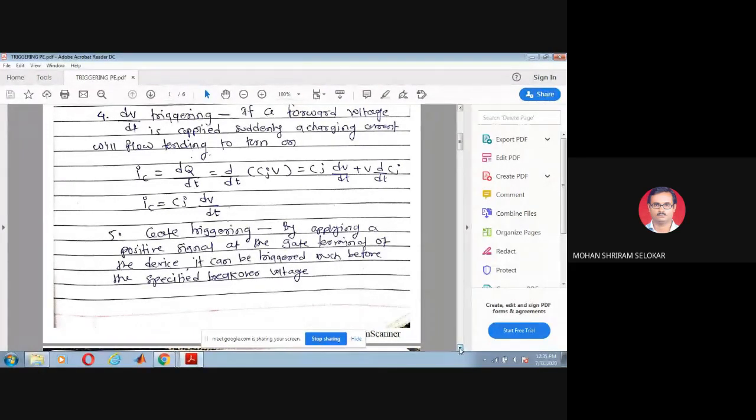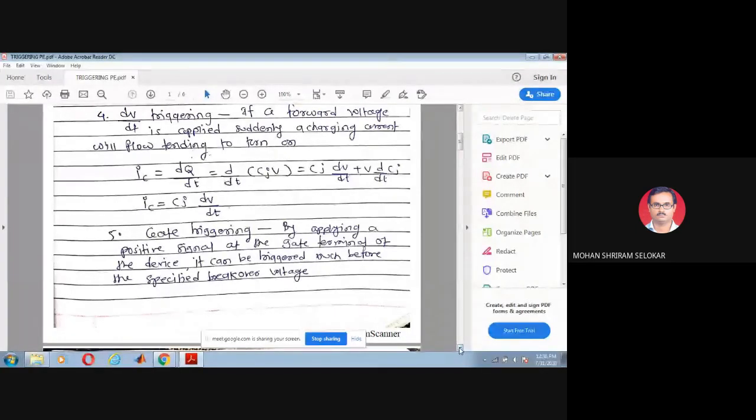There is a dI by dt triggering. But what is the disadvantage of dI by dt triggering? It generates hotspots. Okay, so when current is increased suddenly, then a larger number of carriers will be entering into the SCR. When more carriers are entering into the SCR, and if space is less, it will generate hotspots, and the generation of hotspots will damage your SCR. Understand? That is the disadvantage of dI by dt triggering.